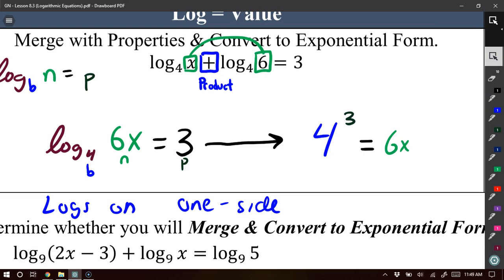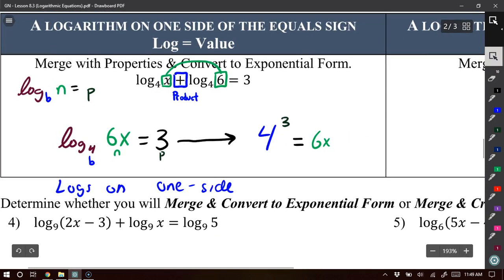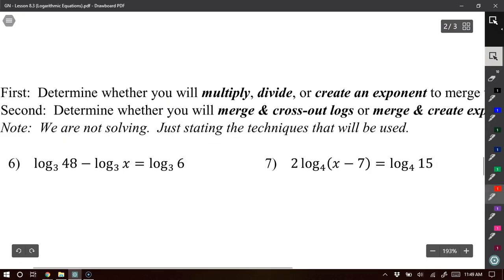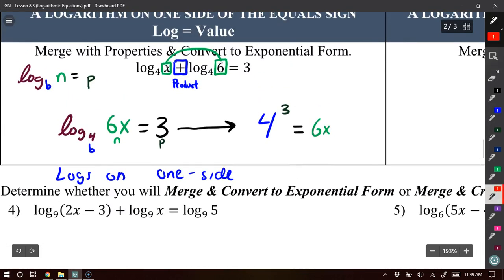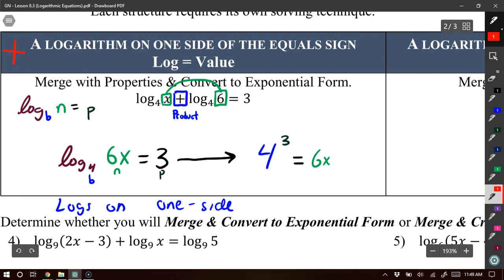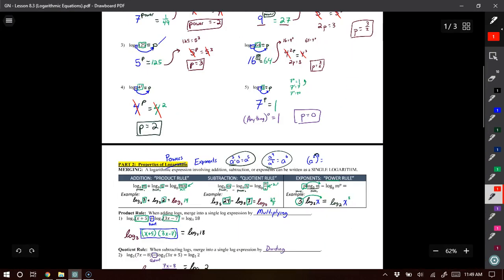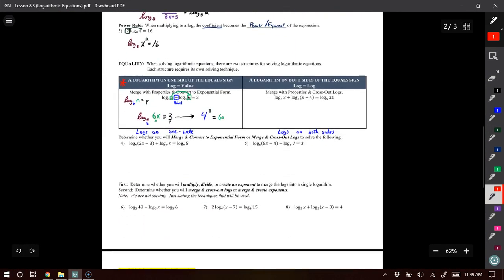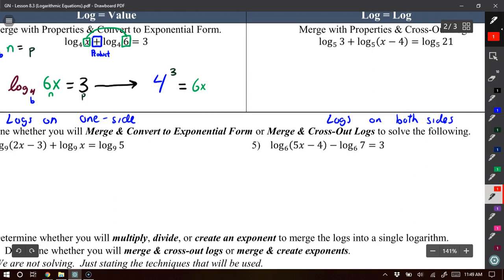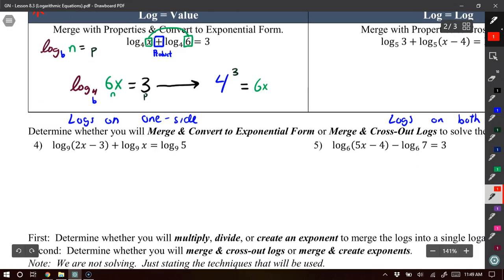So when you have a log on one side, convert to exponential form. Merge them together and convert to exponential form. You always have to figure out, do you have log equals value or do you have log equals log? Now this one, and I don't know if you want to star it, you want to mark it. This is the one most students miss. It's interesting because they'll get the front side right. They'll do all this stuff in part one right. But for some reason, when you start throwing these equal signs in there with the merging with the properties, it slips their mind. So that's the harder one.